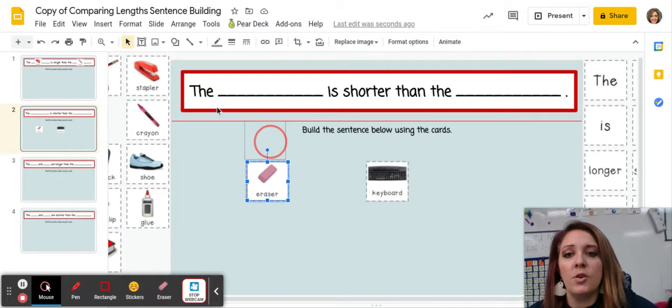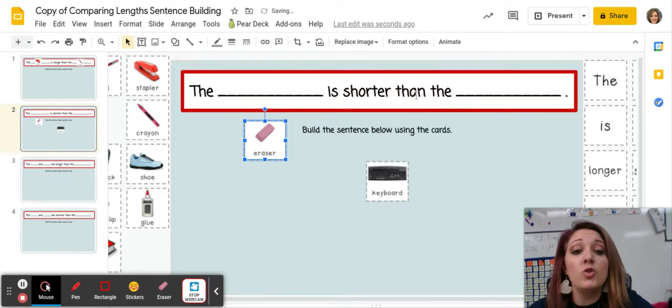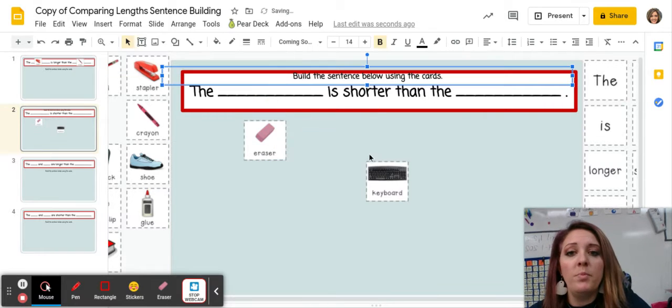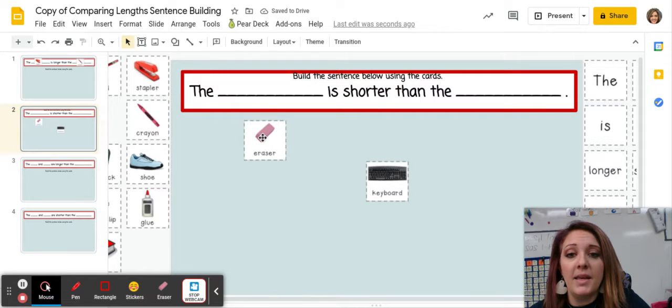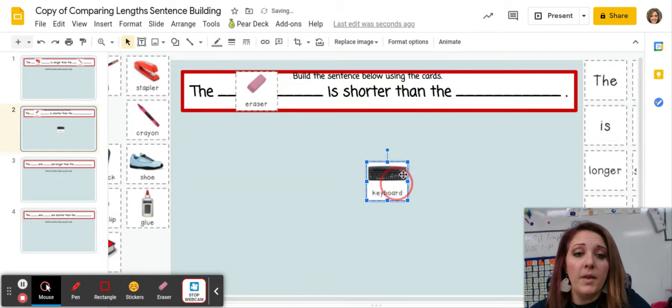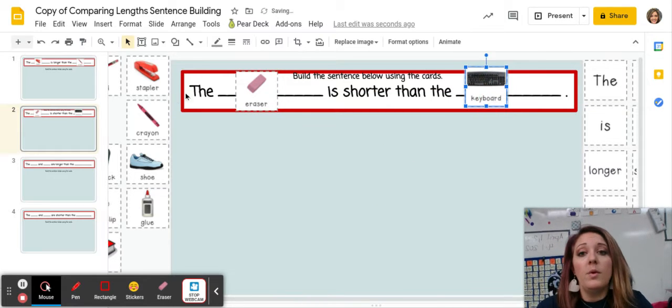This sentence starter says the blank is shorter than the blank. So an eraser would be shorter than my keyboard. Let me move my eraser up here and my keyboard. So an eraser is shorter than the keyboard.